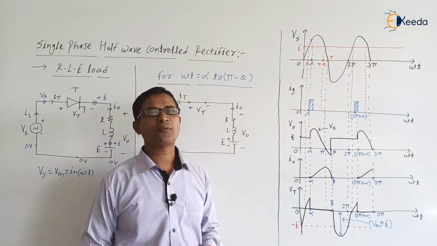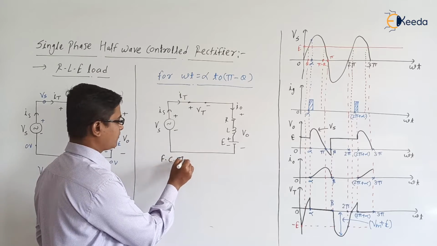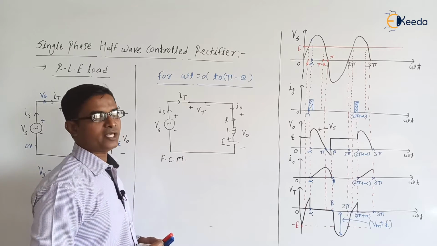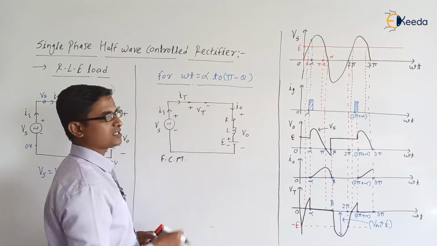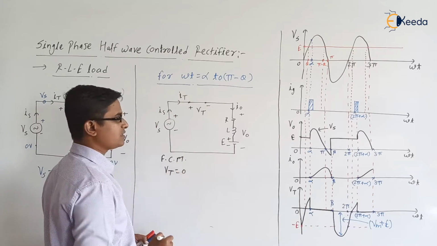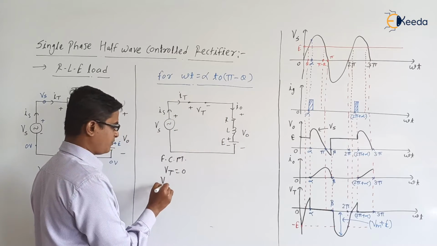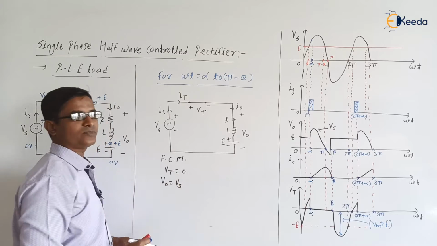Okay, so the mode of operation is the forward conduction mode, right? During the forward conduction mode, what is the Vt? Vt is equal to 0 volt, right? What is the V0? Can we say that V0 is equal to Vs? Yes, V0 is equal to Vs, right?